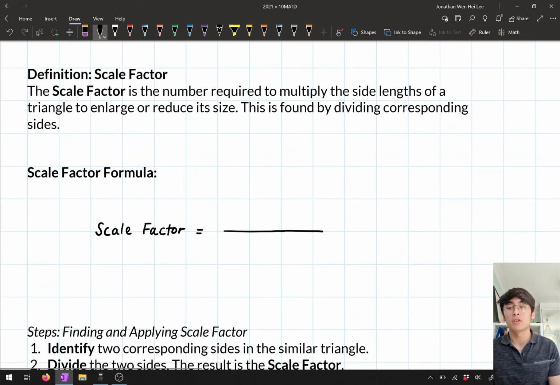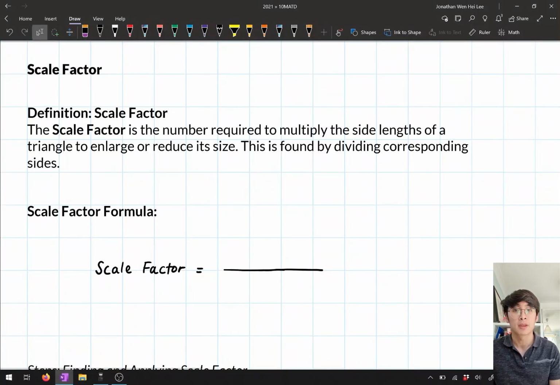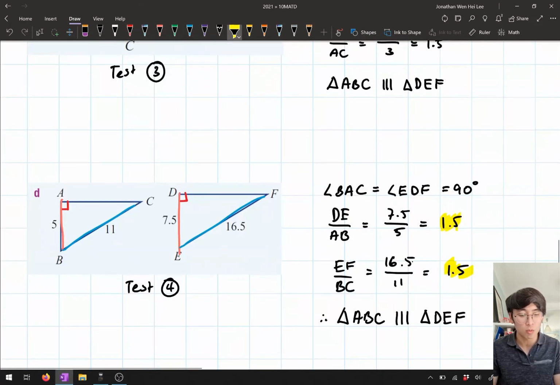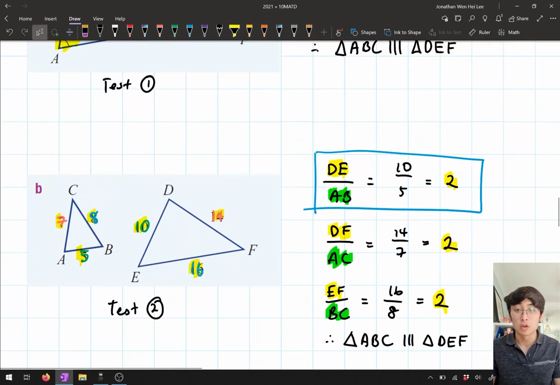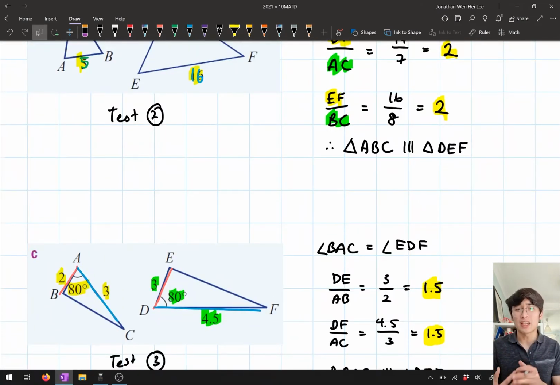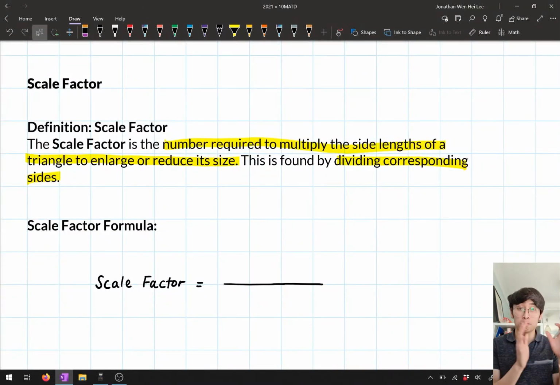Now, the final thing that we want to do is actually find missing sides using similar triangles. And so here, this involves something called a scale factor. A scale factor is the number required to multiply the side lengths of a triangle to enlarge or reduce its side. And this is found by dividing the corresponding sides. So we've actually dealt with this scale factor before, but we haven't actually called it that. All of these numbers that we have here, this 1.5, 1.5, 1.5, this is a scale factor. It tells me what I need to multiply my smaller triangle's side lengths by in order to get to the bigger triangle.